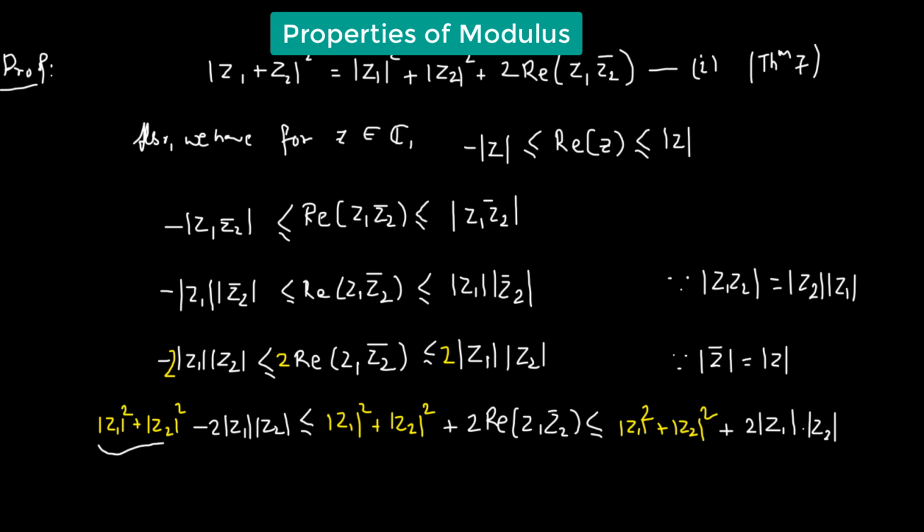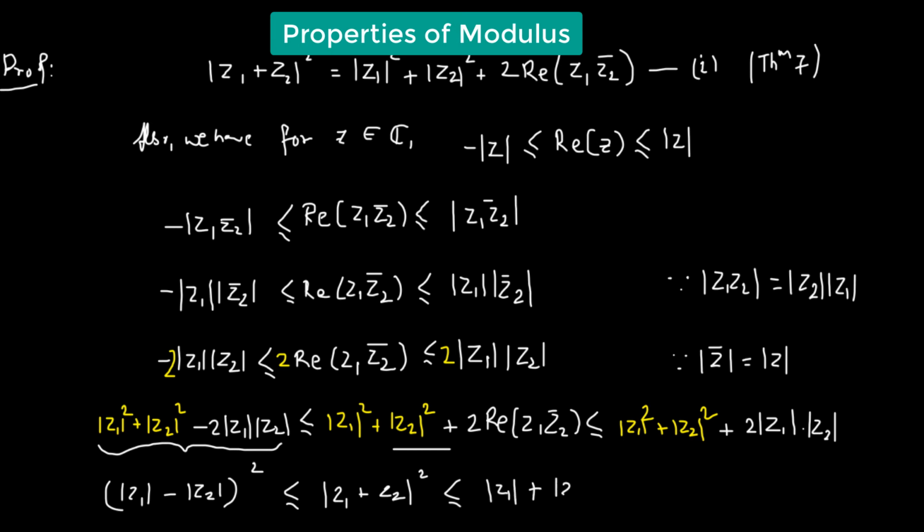Now this is the identity (a minus b) whole squared, so we can rewrite it as (|z1| minus |z2|) whole squared is less than or equal to, this is from theorem number 7, which we can replace with the modulus of the sum of the two complex numbers squared, which is less than or equal to (|z1| plus |z2|) whole squared.